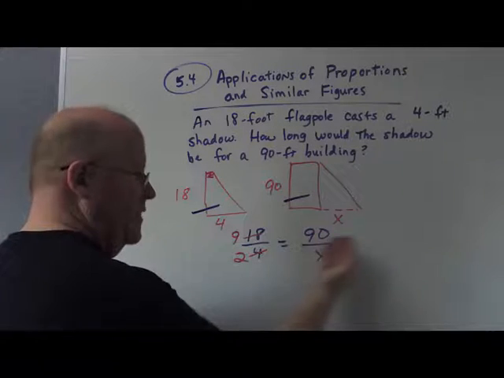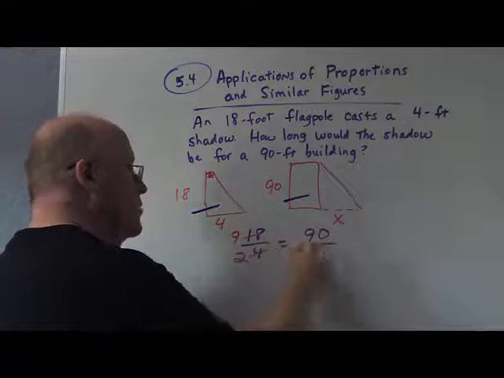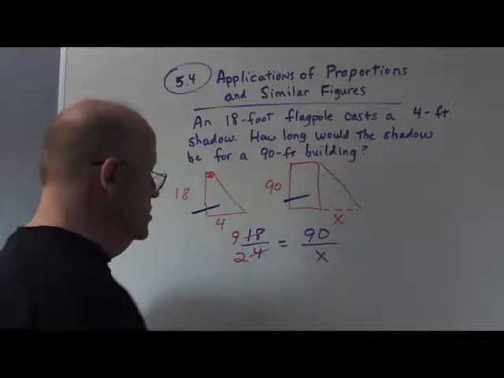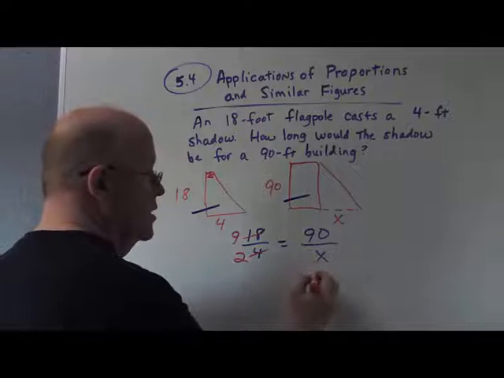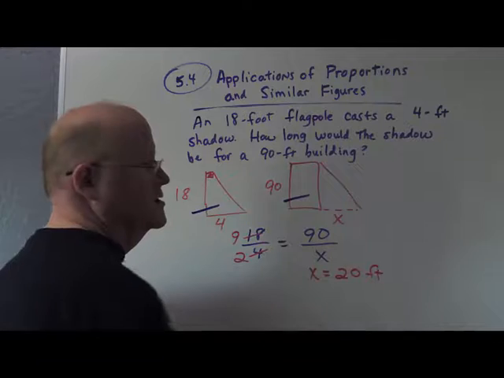And I can now just see, without cross multiplying, that the second fraction is 10 times bigger. Or well, the numerator is 10 times larger and the denominator is 10 times larger. So 2 times 10 is going to be 20, and x is going to be 20, and we will have a 20-foot shadow.